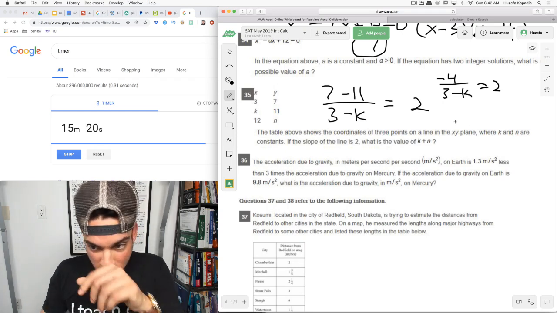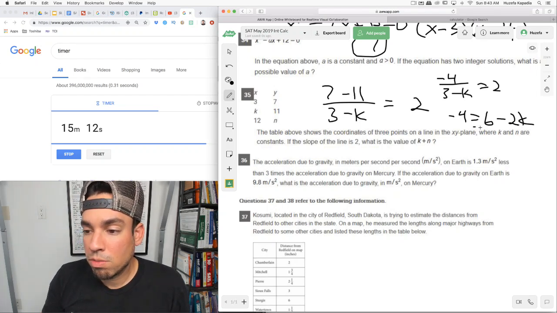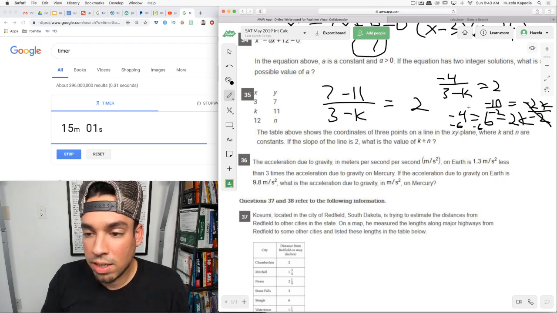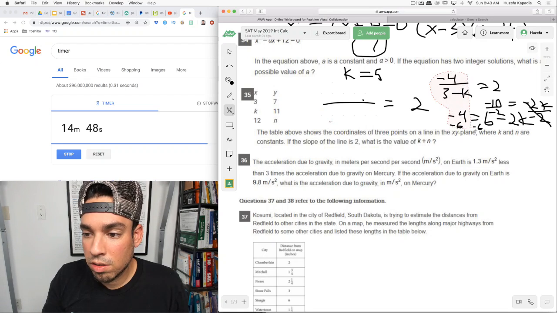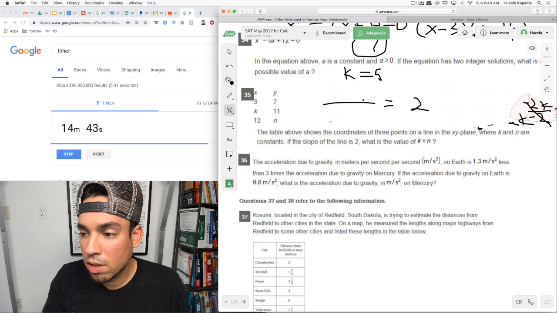Multiply the denominator across. We get negative 4 equals 2 times 3 is 6, minus 2 times k is 2k. And then subtract 6 from both sides. I got negative 2k equals negative 10. And then, of course, divide by negative 2. I've got k equals 5. All right, let's write that up here. Now let's make some more room. I'm going to leave this set up here because we can reuse it. Okay, so we got k equals 5. Okay, makes sense.